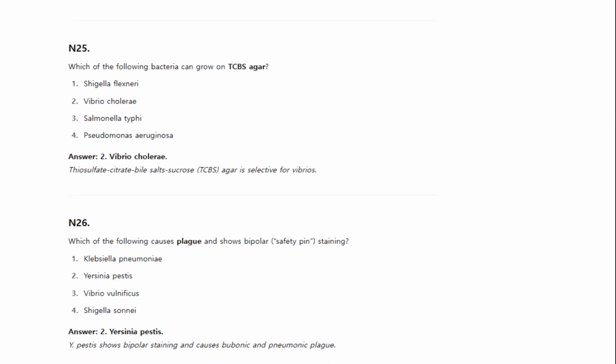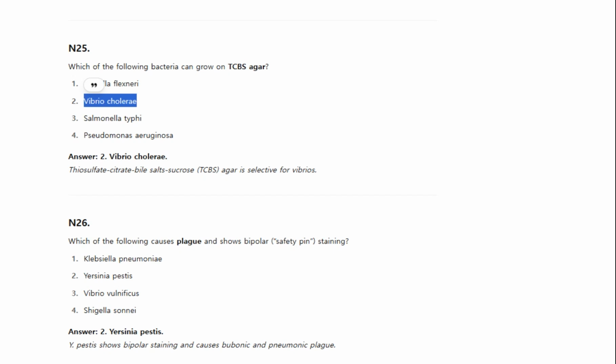N25. Which of the following bacteria can grow on TCBS agar? 1. Shigella flexneri. 2. Vibrio cholerae. 3. Salmonella typhi. 4. Pseudomonas aeruginosa. Answer: 2. Vibrio cholerae. Thiosulfate citrate bile salt sucrose, TCBS, agar is selective for Vibrios.